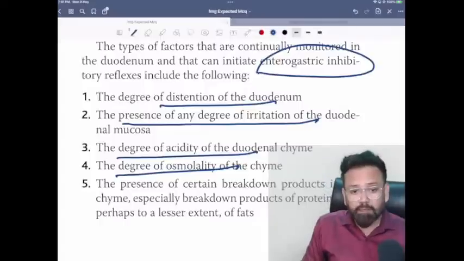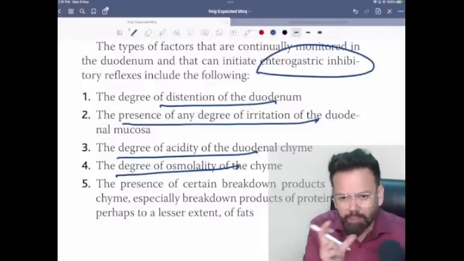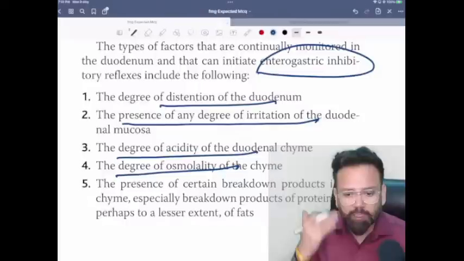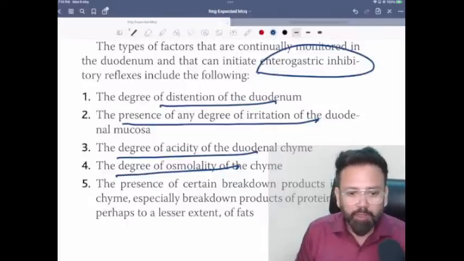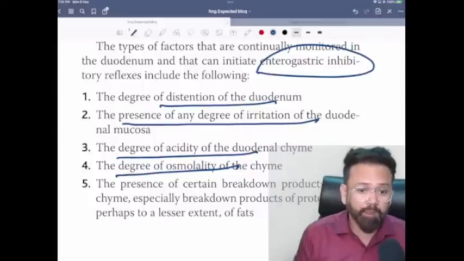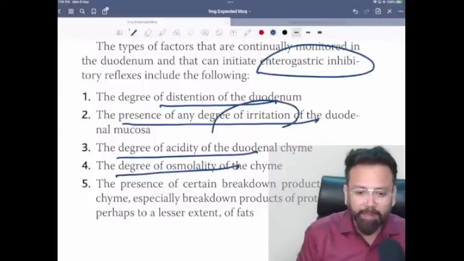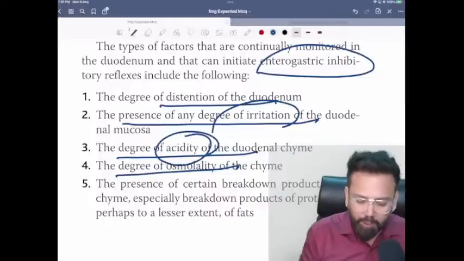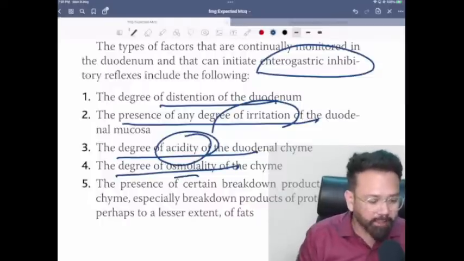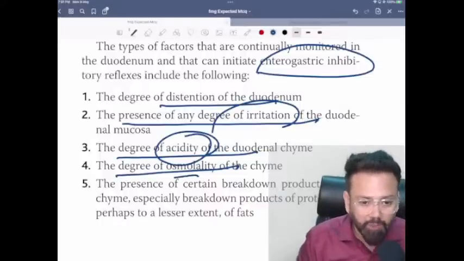Enterogastric reflex. It is a small reflex from the intestine to the stomach. It is inhibiting the gastric motility. How? If there is distension of the duodenum, if there is any irritation or pain, if there is acidity, not alkalinity, or degree of osmolarity, all these are causing inhibition of gastric motility.